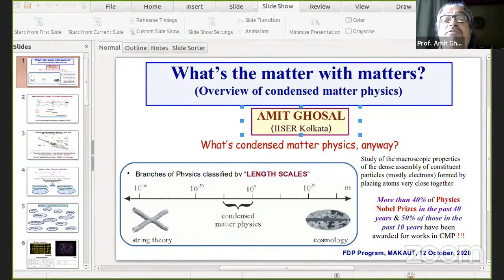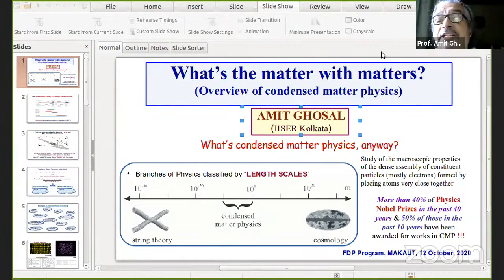Actually, branches of science can be classified this way. What I have plotted here is a similar picture: the universe and galaxies and so on. The length scale of 10 power 26 meter is written here, so that's galaxies and the universe, which will be even larger scale. And this is the quantum foam, called the Planck scale, close to the string theory limit.